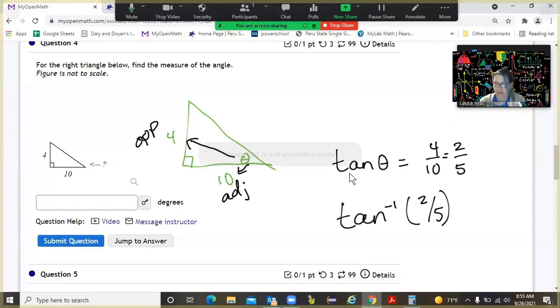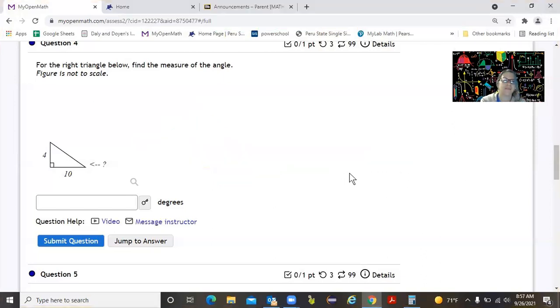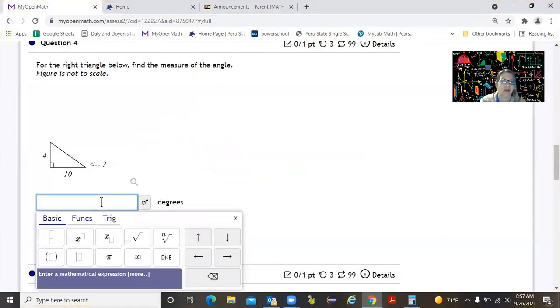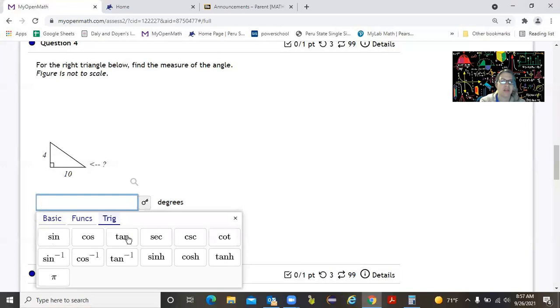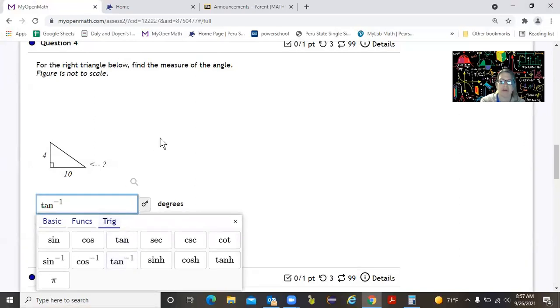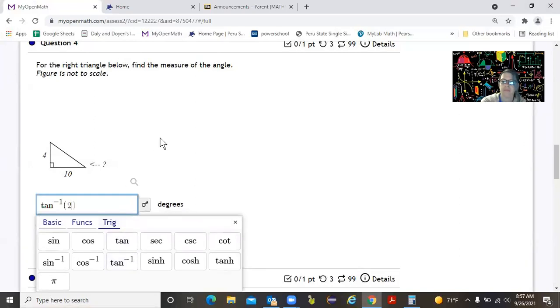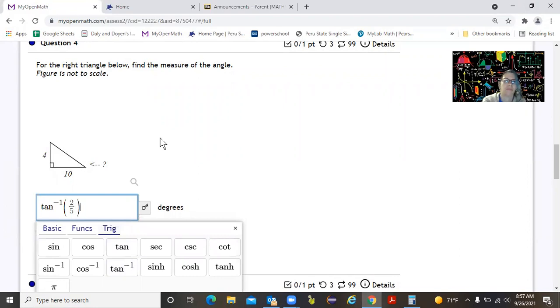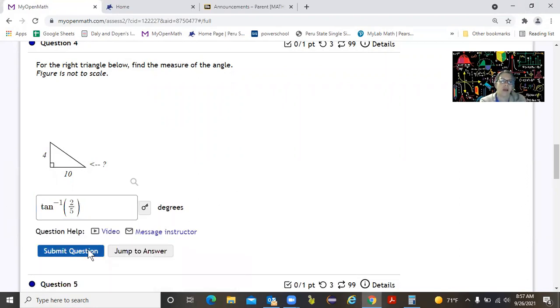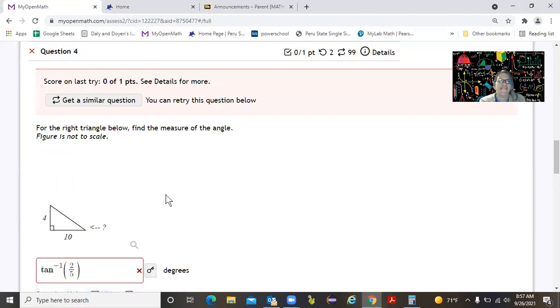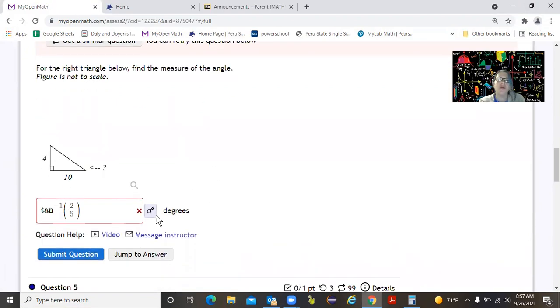It'd be nice if I could just put it in like that. I'm going to try it just to see what happens. I like doing things like that. So if I tried to put in, notice the little trig box opened up. I was just curious. Okay, so do notice at the end, it does want it in degrees.